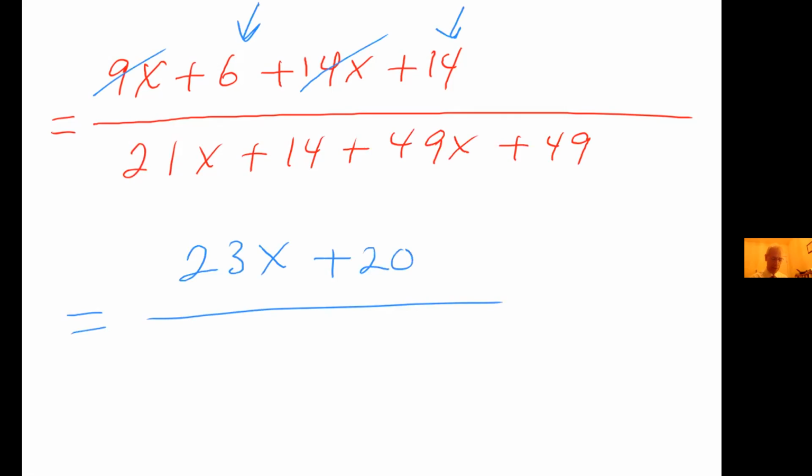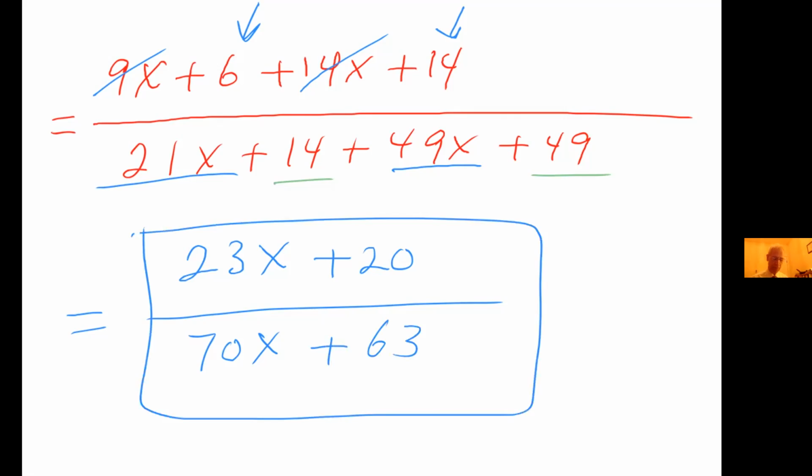On the denominator, I have 49 x's, then I have 21 x's, a total of 70x. Then I have 14 and 49, which gives a total of 63. So the answer is (23x + 20) over (70x + 63), and this is my final answer. There's nothing to factor out in the numerator to cancel out, nothing to factor out in the denominator.